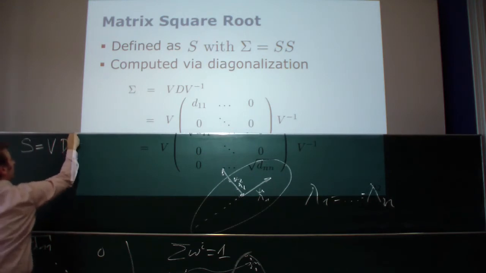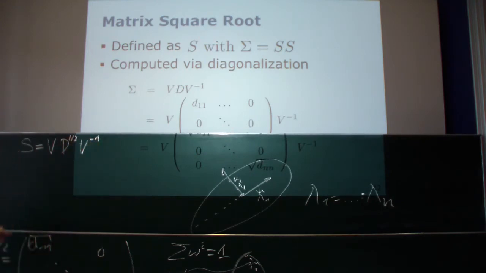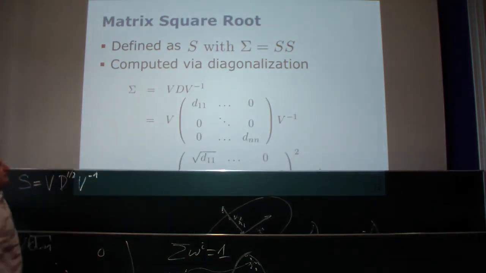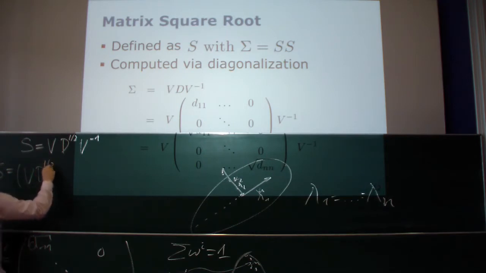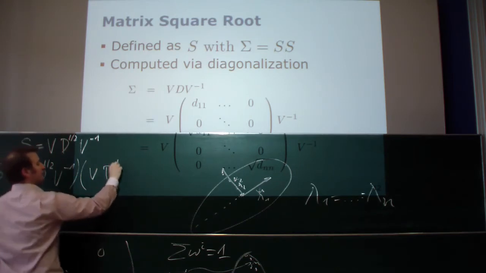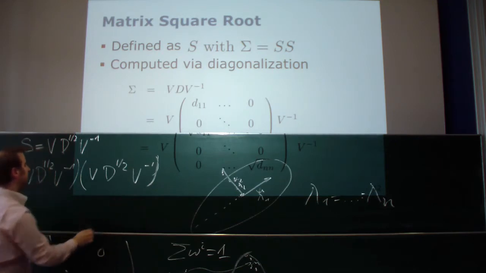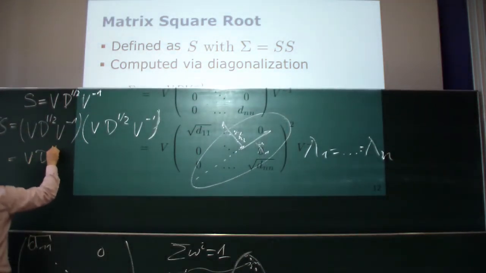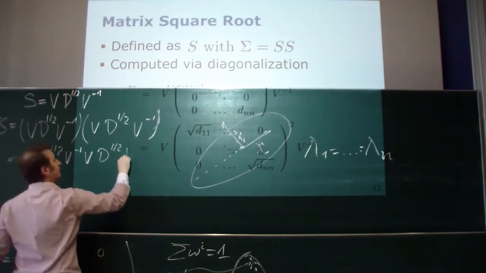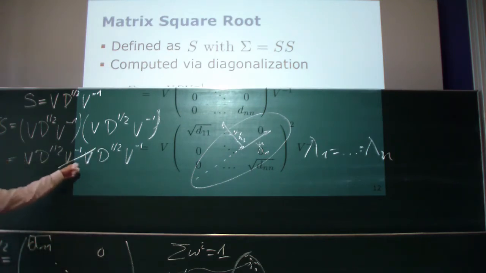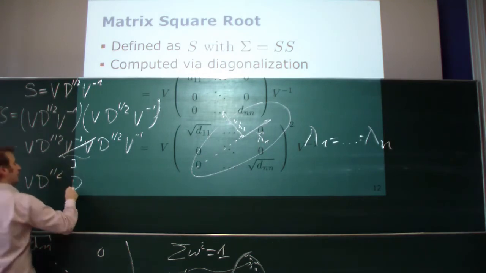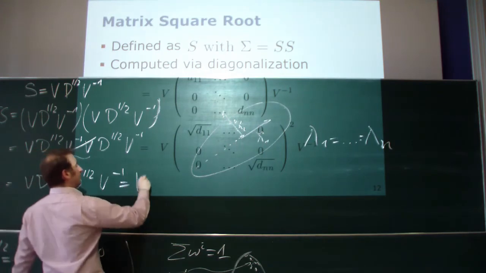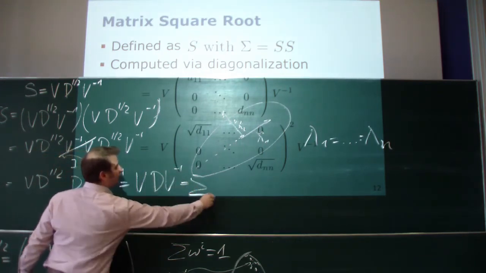So we can actually define S as V D half V minus 1. So just replace the matrix in the middle with the square root of the individual elements on the main diagonal. Because if I do that, what happens if I compute S times S? I have V D half V minus 1 times V D half V minus 1. You can see that these two terms cancel out, because the inverse times the matrix itself gives the identity. This is the identity matrix. And then I end up with V D half half V minus 1, which is V D V minus 1, which is sigma. Okay?